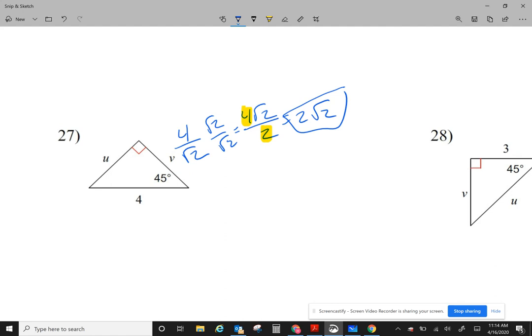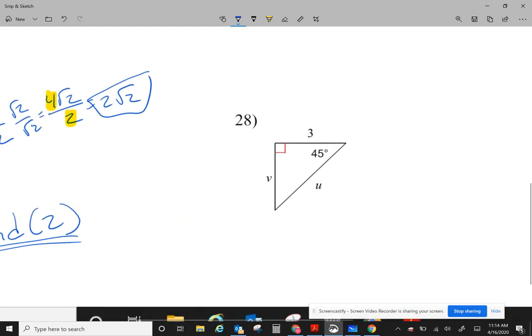Now, if I'm solving for u, I'm not going to do the work all over again. I'm just going to say 2 radical 2. Remember, u and v, the two sides that make the 90-degree angle, are equal. Now, how do you type that? You type in 2 rad 2.